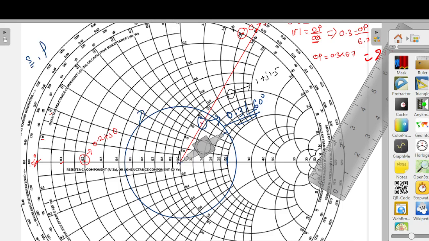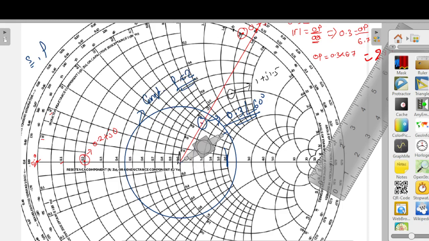We need to draw the circle from here, but in this software I cannot make the rounder size small, so I have done it like this. Okay, so this is how you can get the constant VSWR circle for a value equal to 2.